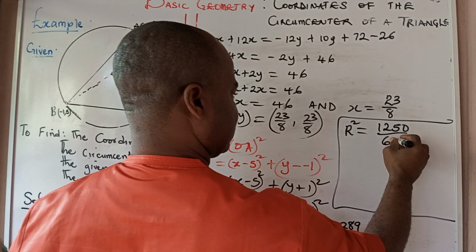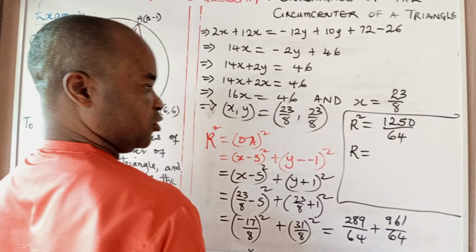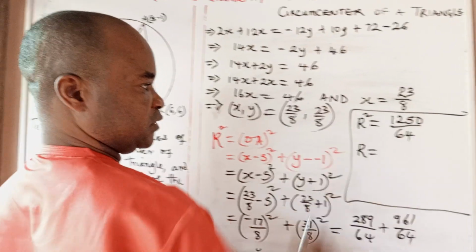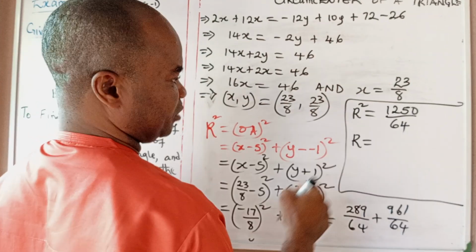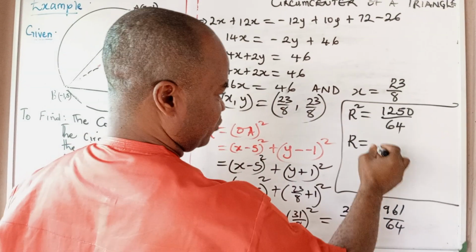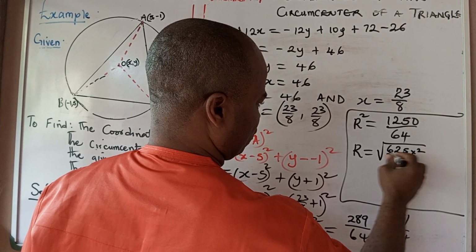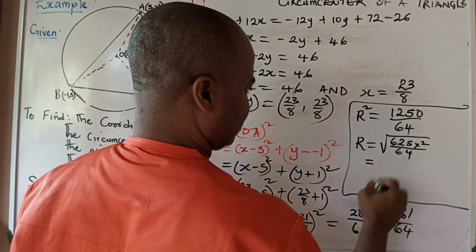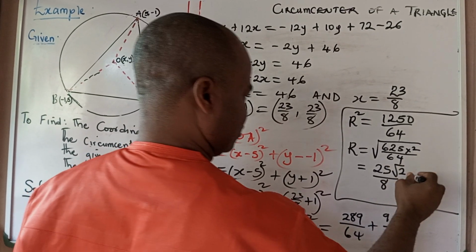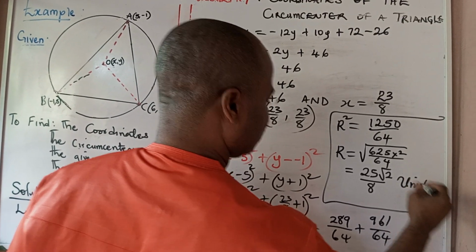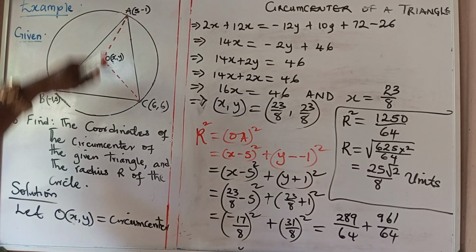1250 over 64. Taking the square root of both sides, our r, we know that 1250 is the same thing as 625 times 2. So taking the square root of both sides, we are going to have 625 times 2 all over 64, which is the same thing as saying 25 root 2 all over 8 units. So this is the radius of the circle that circumscribes this triangle.